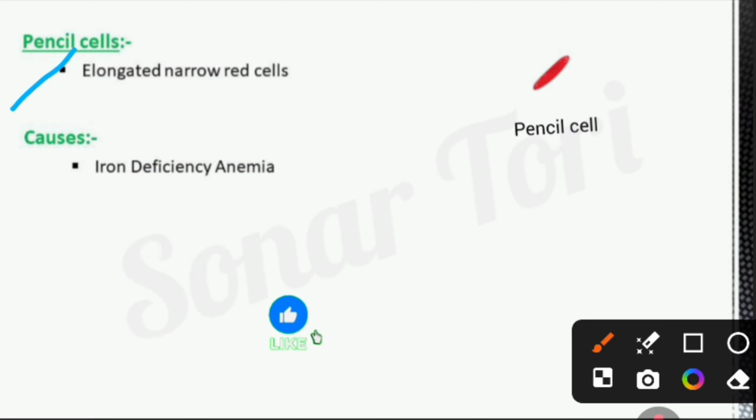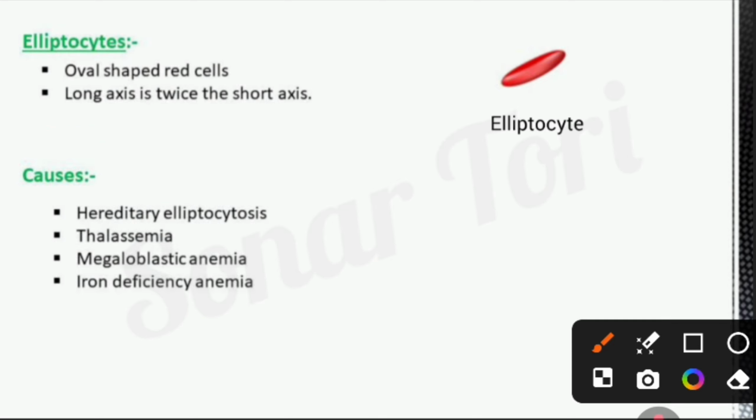Pencil cell, where elongated narrow red blood cells are found in our blood film. It is shaped like a pencil, so it's called a pencil cell, and it is usually found in iron deficiency anemia. The other type is elliptocytes, which are oval-shaped red blood cells, where the long axis is twice the short axis. The causes of elliptocytes are hereditary elliptocytosis, thalassemia, megaloblastic anemia, and iron deficiency anemia. Those are the causes of the formation of elliptocytes.